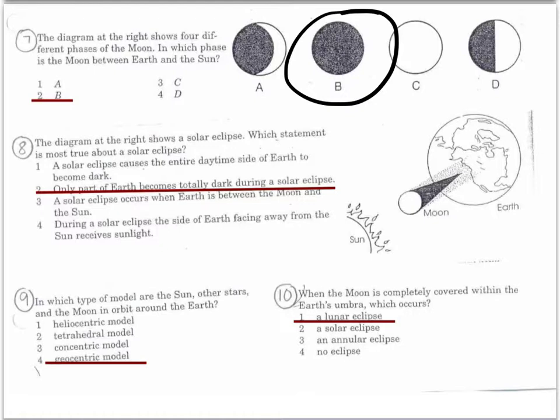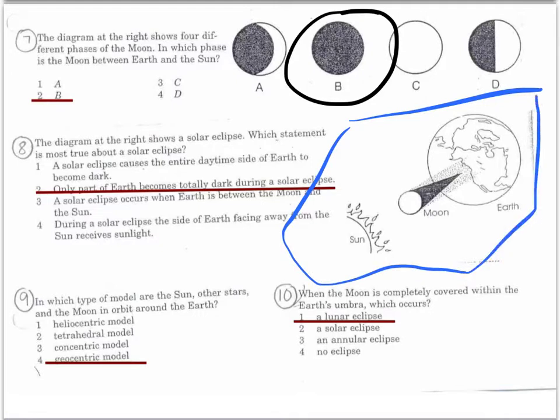Okay, well let's look at this picture. It gave us a picture, so we need to take advantage of that. So what do we say? Look at this one. A solar eclipse occurs when Earth is between the moon and the sun. Look. Is the Earth between the moon and the sun in this picture? No. So that's automatically not right.